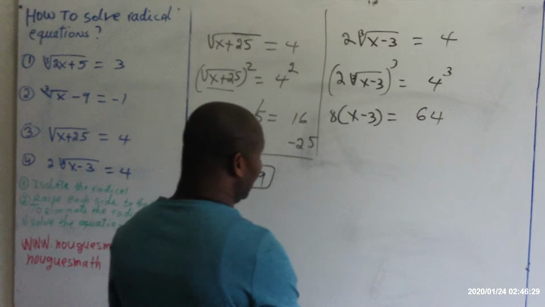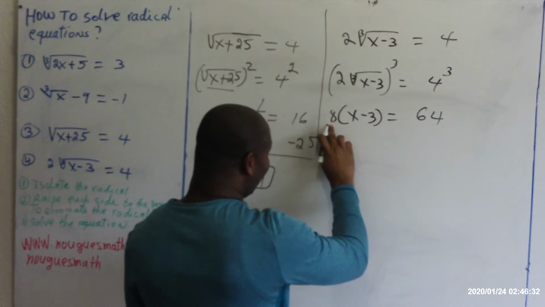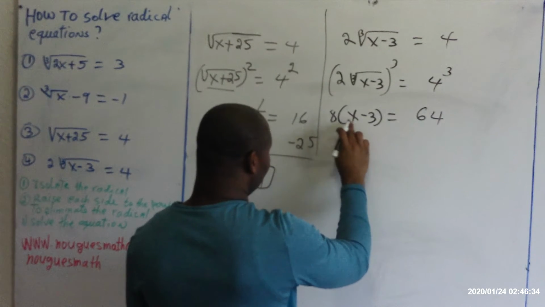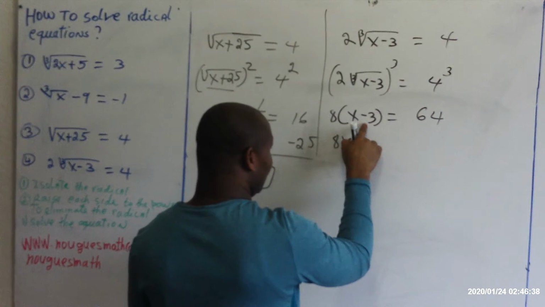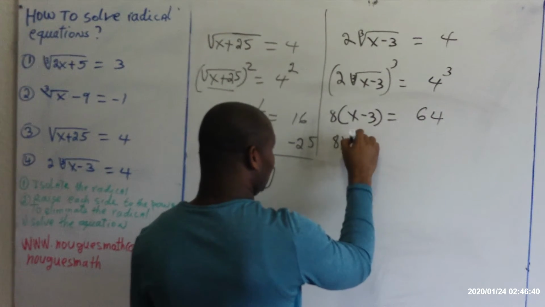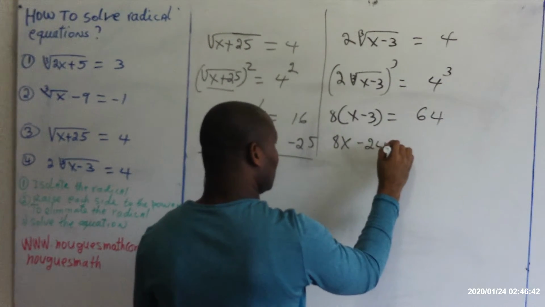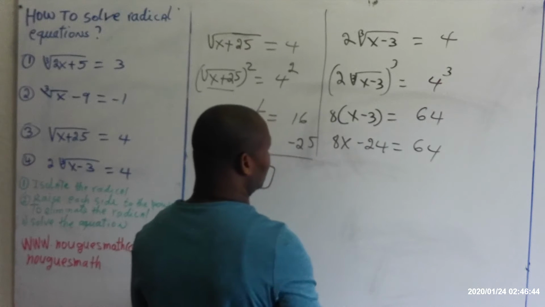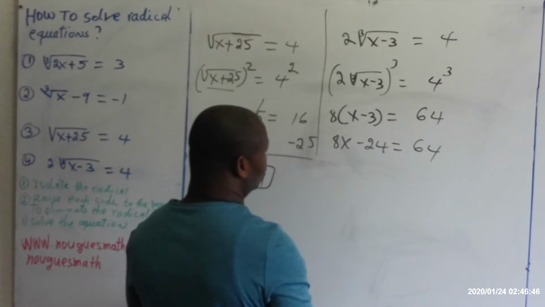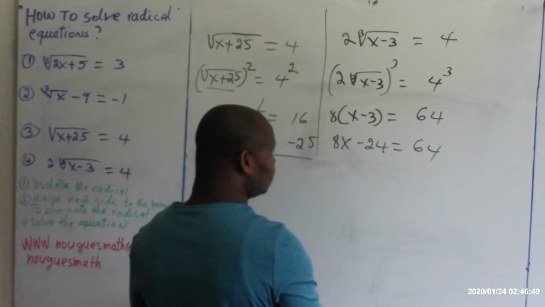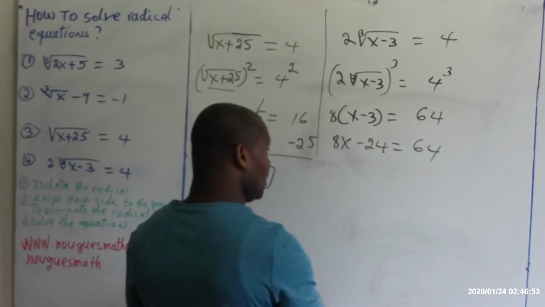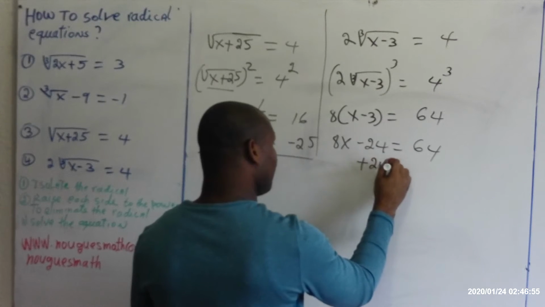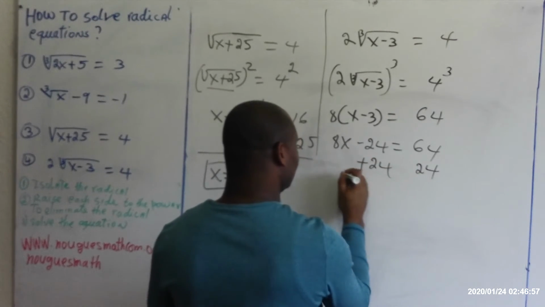So now you need to distribute 8. 8 times x is 8x. 8 times negative 3 is negative 24 equals 64. So to get x, you need to add 24 because it has become a linear equation now. Add 24 to both sides.